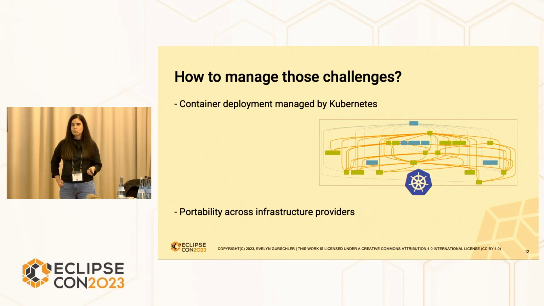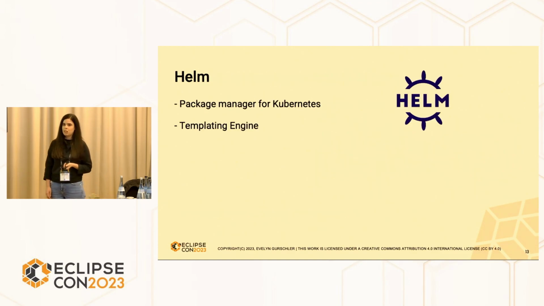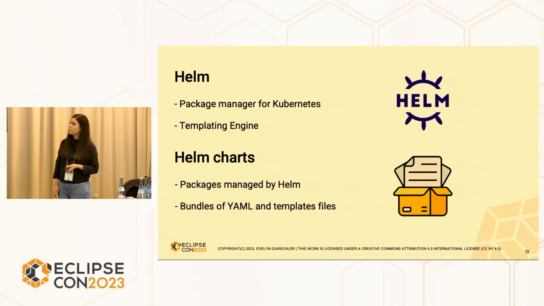I actually want to talk about what we use on top of Kubernetes. And that is Helm. Helm is a package manager for Kubernetes, and a powerful templating engine. So in template files, you can describe functions and variables in order to describe your Kubernetes resources. And the packaging format from Helm is called Helm Charts, which is essentially a bundle of YAML files and template files. It's just a very convenient way to manage your Kubernetes resources.